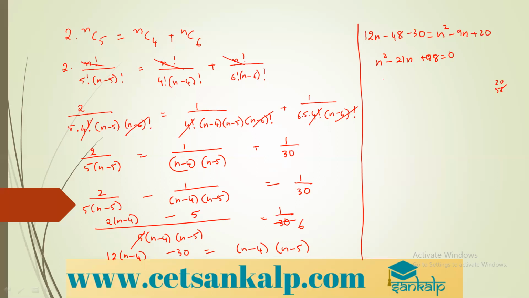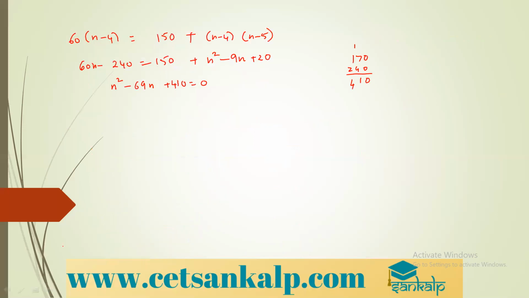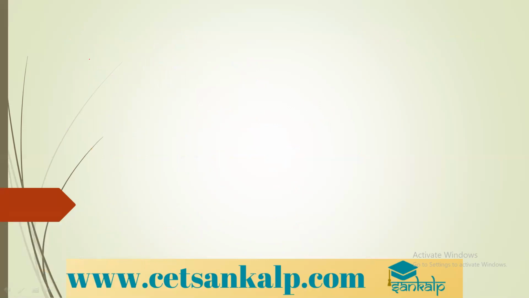So now I can factorize this. 14 and 7. n minus 14, n minus 7 equal to 0. n is 7 or 14. Yes, this is right. So instead of going to the next page, better we do it on the same page. Otherwise, while copying the terms, we may go wrong. Next, we will go to question number 18.